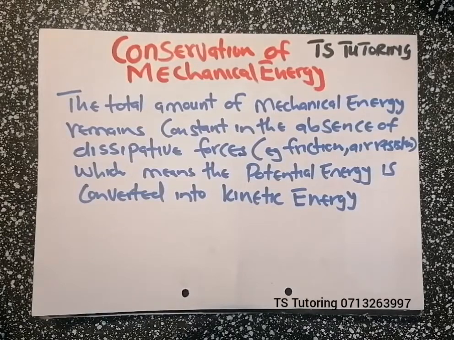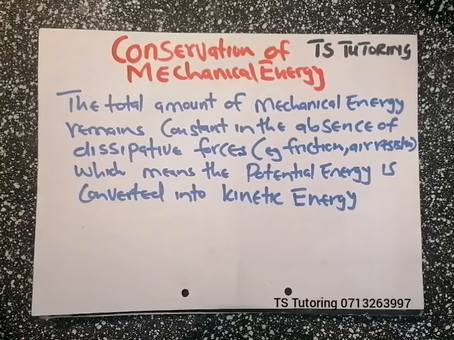This is another session with TS Tutoring, and today we're covering conservation of mechanical energy, right? So, here I wrote the definition that the total amount of mechanical energy remains constant in the absence of dissipative forces. By dissipative forces, we mean friction and air resistance. So in the absence of those forces, the total amount of mechanical energy will remain constant. What do we mean? We mean that the potential energy will be converted into kinetic energy.